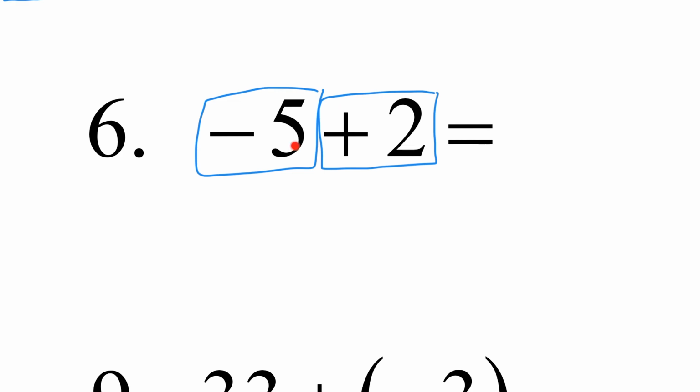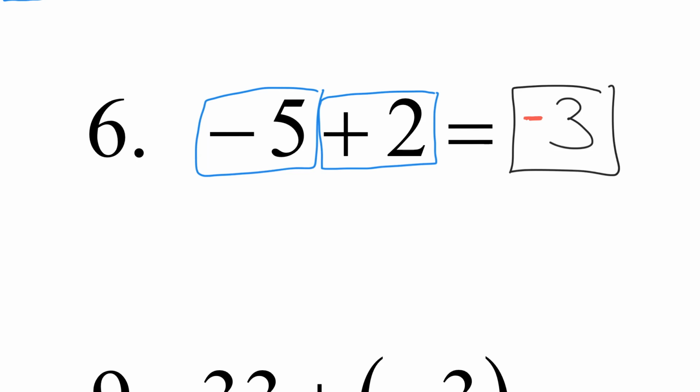So first, let's go ahead and subtract the numbers. 5 minus 2, that's going to be 3. And the biggest number is negative. So let me show you guys right here. The biggest number is 5, which is negative. So my answer has to be a negative 3. Right there.